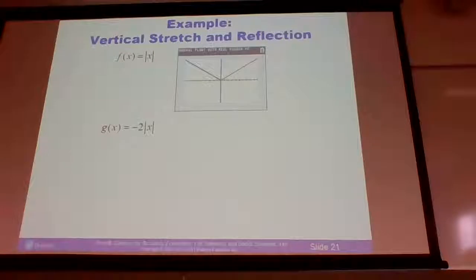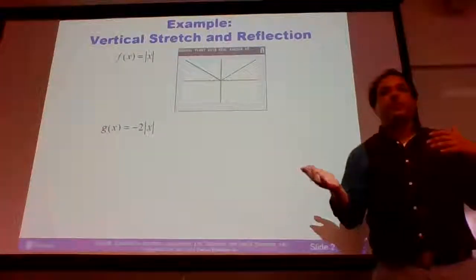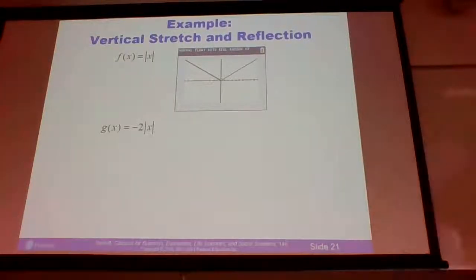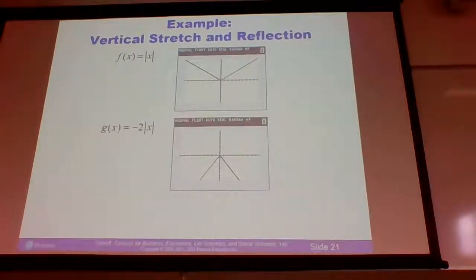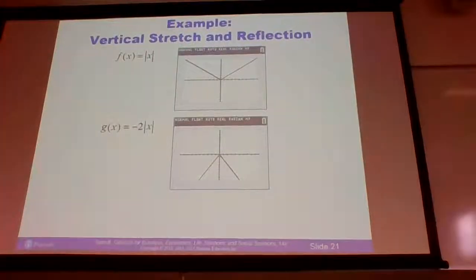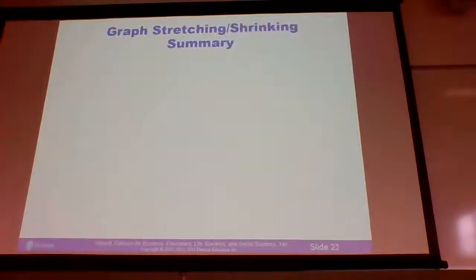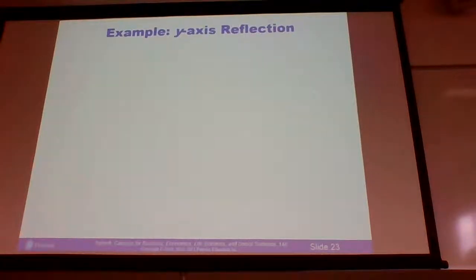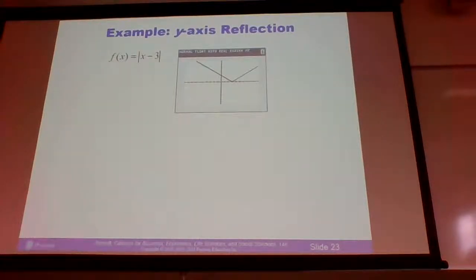If I multiply by -2, 2 is going to make it steeper or wider? Steeper, growing faster, but the negative is going to make it reflect. So instead of going upwards, it's now going downward and steeper. Okay? So the negative is what made it flip. The -2 is what made it steeper. So in summary, the stretch is greater than 1. Shrink is between 0 and 1. The reflection is when we have a negative.